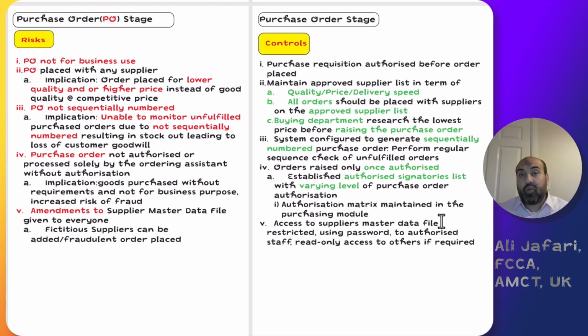Then the second control that you would like to put in place is that any order that you are going to place must be with one of the suppliers in the approved supplier list. If in the exam scenario, the examiner tells you that the order is placed without researching the quality of the goods or the price or the delivery time, then you will identify it as a deficiency in the purchase system. And what will be the implication? The goods that you are going to receive may not be of good quality and may be at a higher price, instead of goods that are of good quality at a competitive price. So that is the implication if you are going to place an order with any supplier.